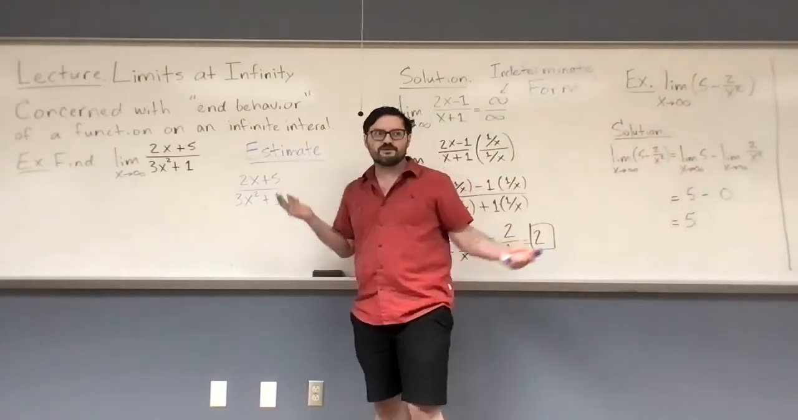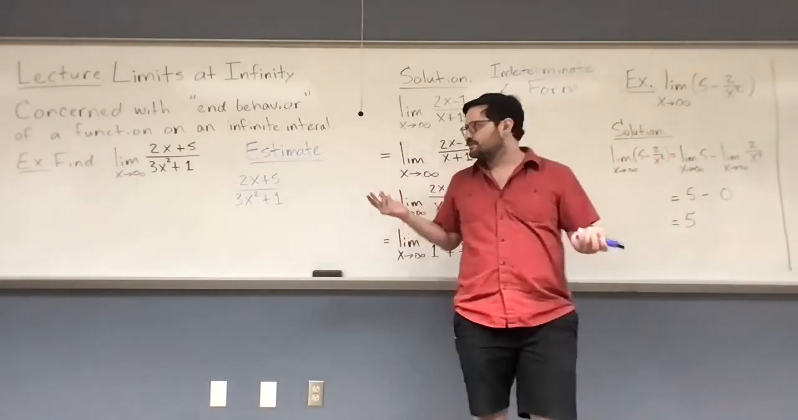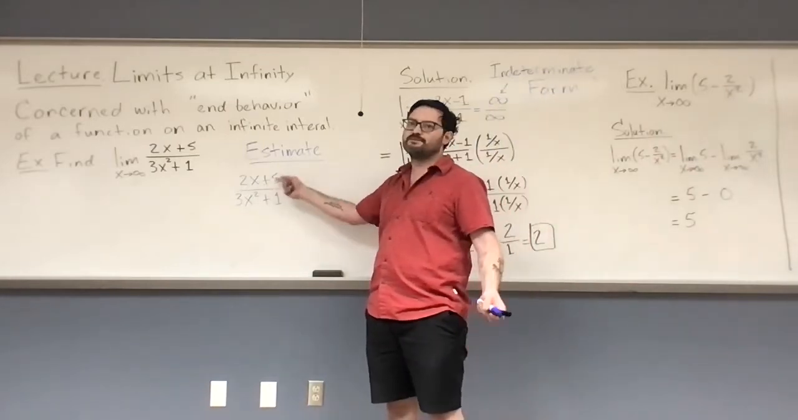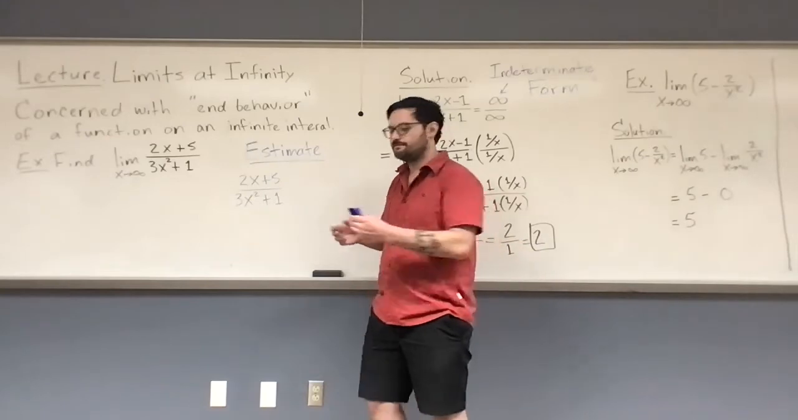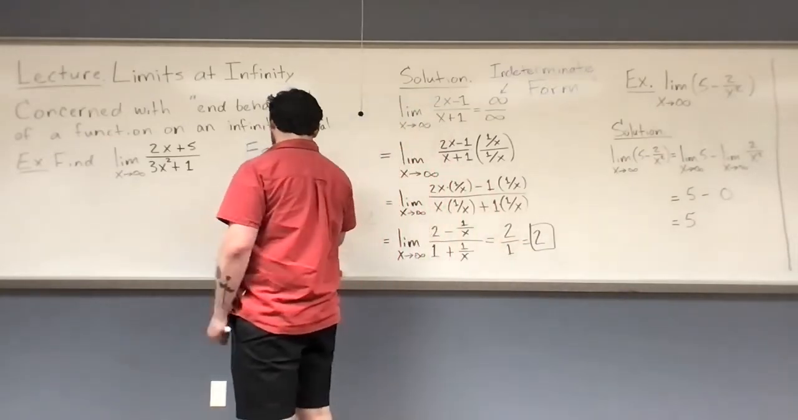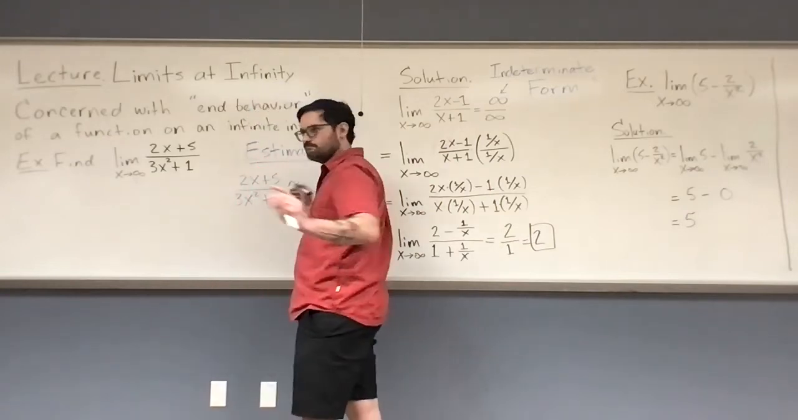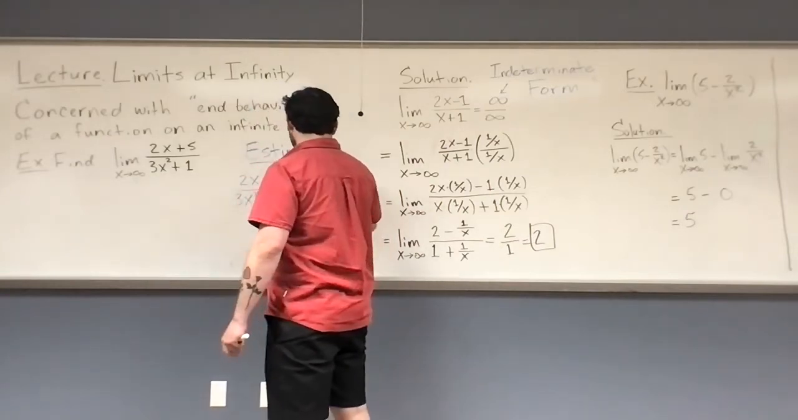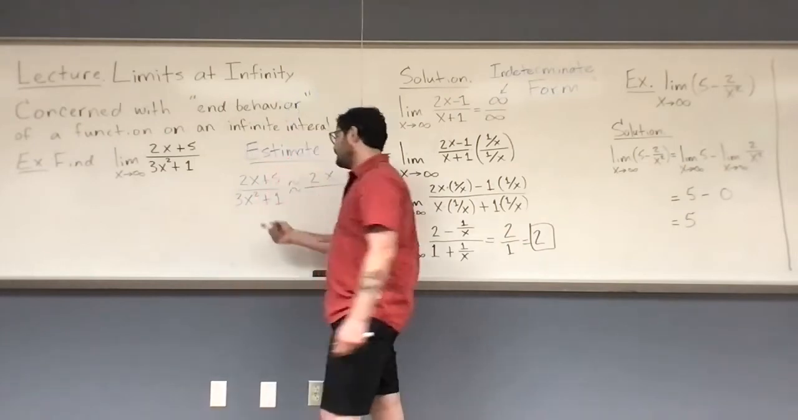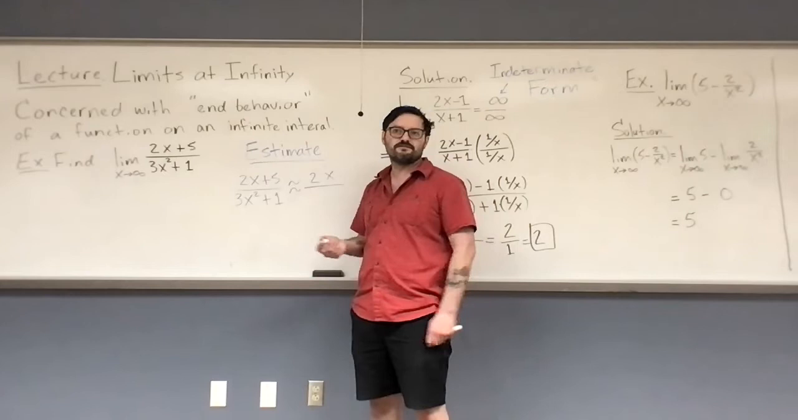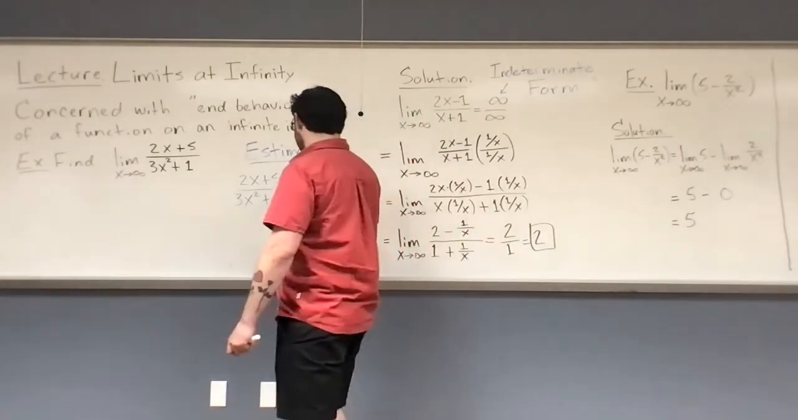I seem to keep saying a billion, so let's just imagine x is a billion. Does that 5 matter? 2 times a billion plus 5 is basically 2 times a billion, right? Again, it's approximate, I'm just getting close to it. And 3 times a billion squared plus that 1 means nothing, right? So it's basically that.